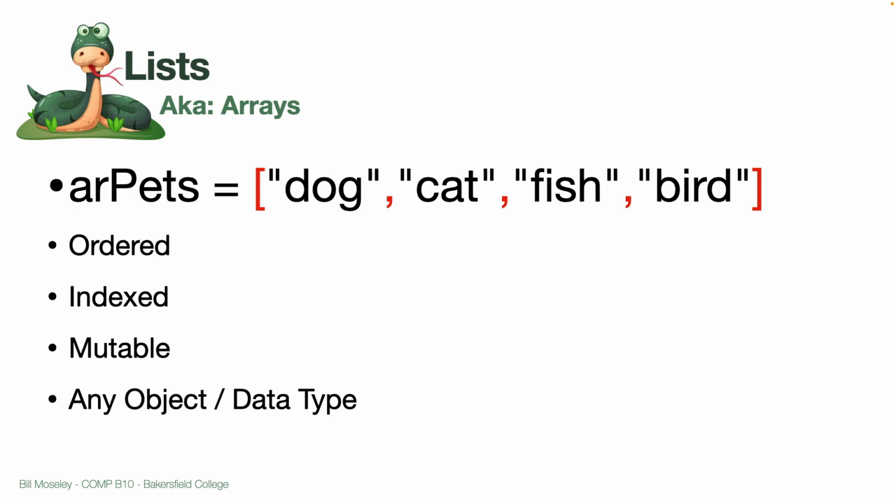Python calls them lists. Every other programming language on the planet calls it an array. Every single one, period. Python just decided it was going to be a list. So whatever, doesn't matter to me. It treats them the same way.